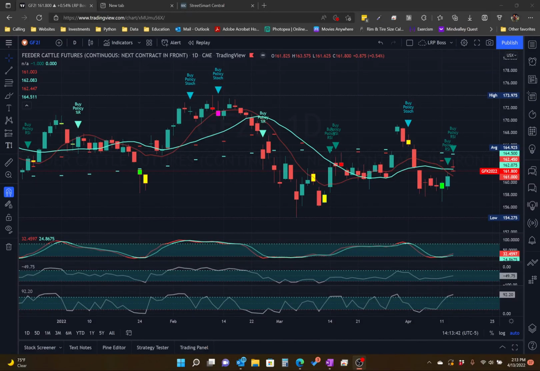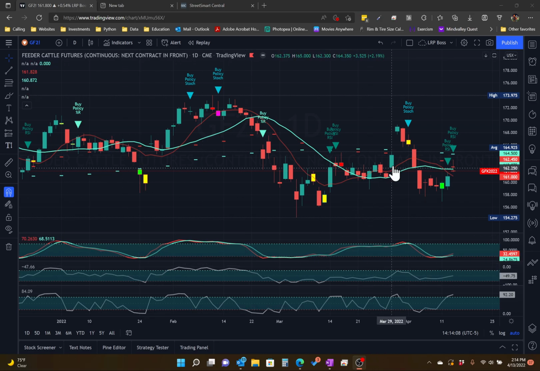It's been a while since I've checked in, so I wanted to give a quick update on the cattle markets. We're looking at the GF2 here on TradingView, and this is really a continuous contract. It's showing the May contract at this point in time, but there are some interesting things going on, hence the reason I wanted to give an update.